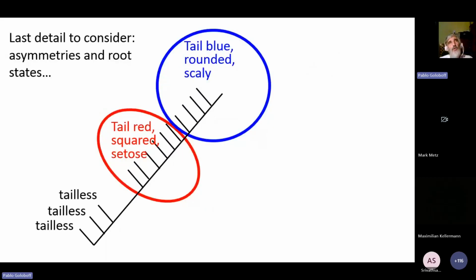The last detail to consider for using step matrix characters to handle inapplicable characters is the problem of the cost asymmetries and the root state. Suppose you have a tree like this where you have 3 tailless taxa, which are the successive sister groups of a group of things that has a tail that is red, squared, and setose, and it then later transforms into blue, rounded, and scaly. The transformation cost from no tail into the red, square, setose tail should be 4 steps, right?